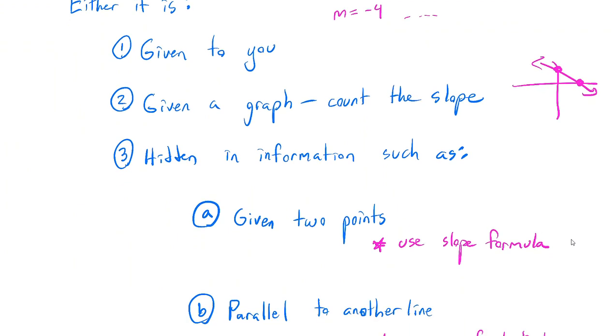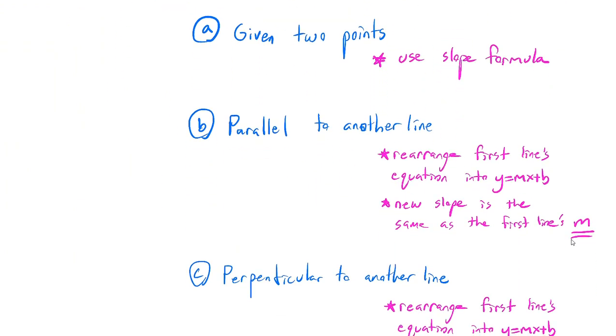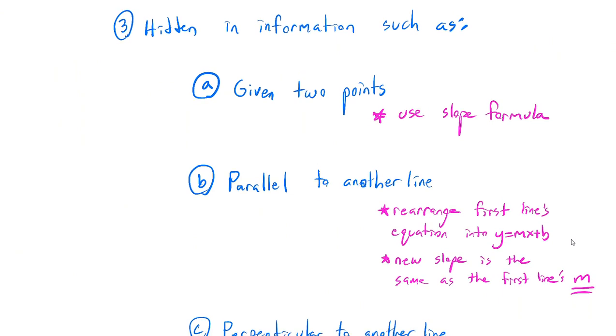Or it could be hidden in information. Like we just saw, if you're given 2 points, that's a way of hiding the slope. You just use the slope formula, or graph it and count, right? But okay, we just did that. Or it could say, write the equation of this line that's parallel to this other line. The parallel to the other line is telling you the direction of your line, right? So you rearrange that first line into y equals mx plus b, and then you just take its slope and say, well, mine's parallel, so it has that same slope. Got it. Found the slope.